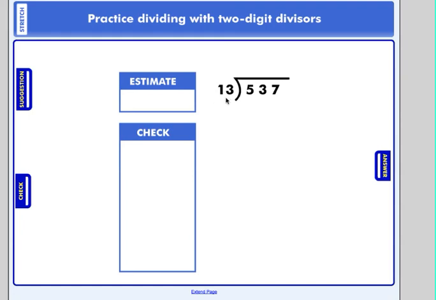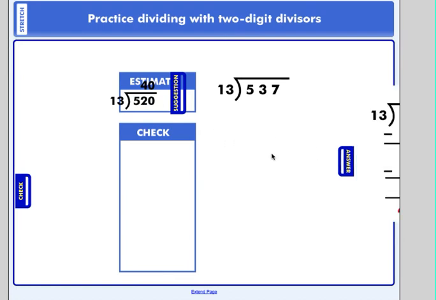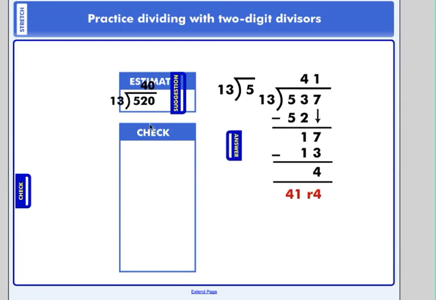Okay, now first of all, you should make an estimate. When I look at this problem, I think 500 divided by 10 equals 50. So that would be my estimate. Here's a suggested estimate here. They used 520 because they knew that 52 divided by 13 would be 4. If you're familiar with playing cards, that might make sense to you. Now, check your work carefully to see how you did when you solved this problem.